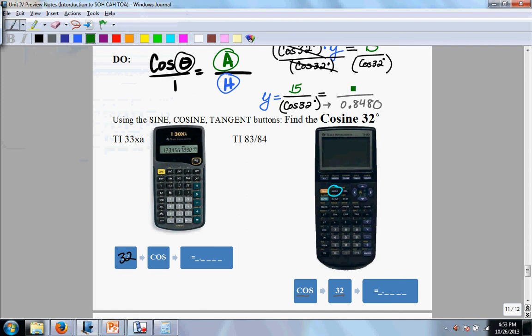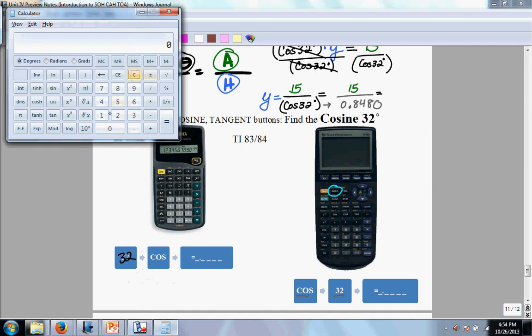So I put that where this is, 0.8480. And I have 15 divided by, not times. So to get my final answer, I do 15 divided by 0.8480 equals, you round it to the tenths place, which in this case is 17.7.